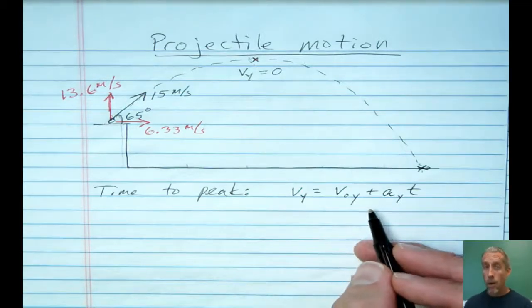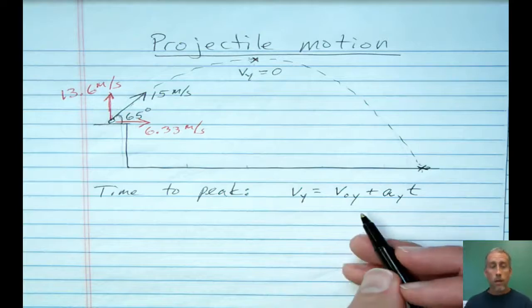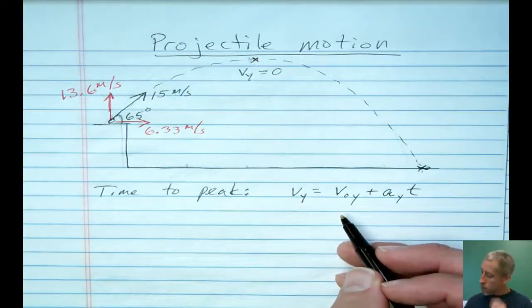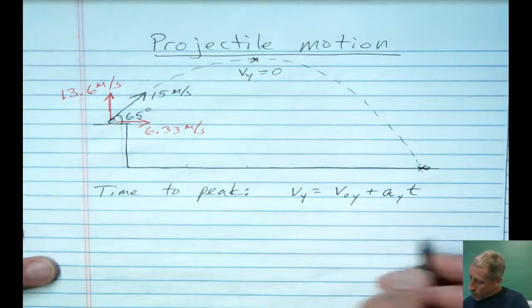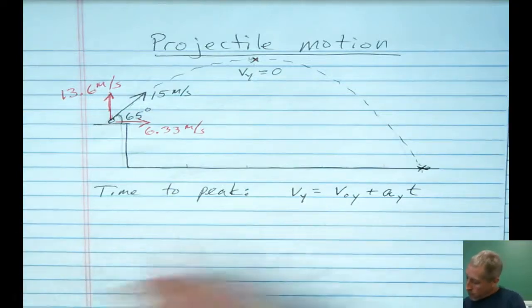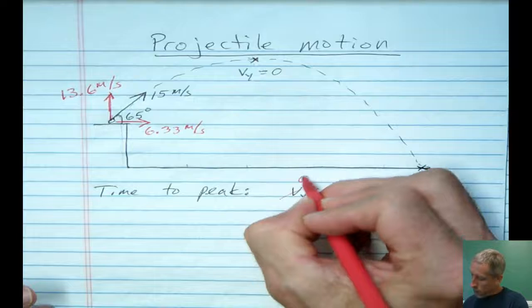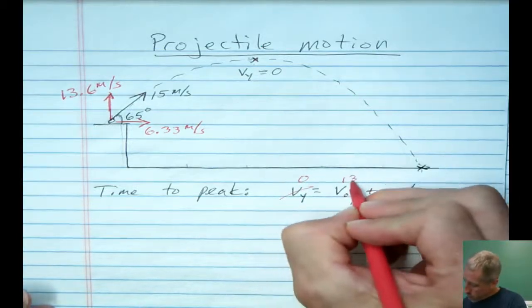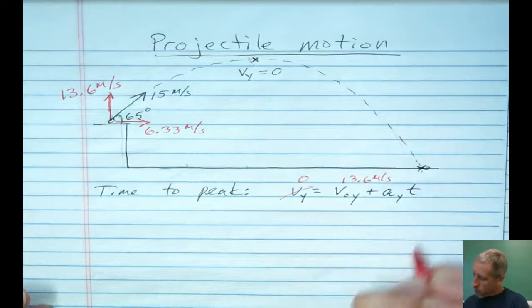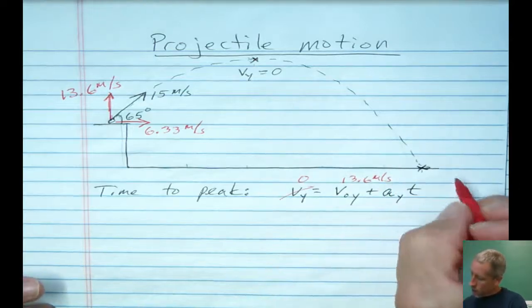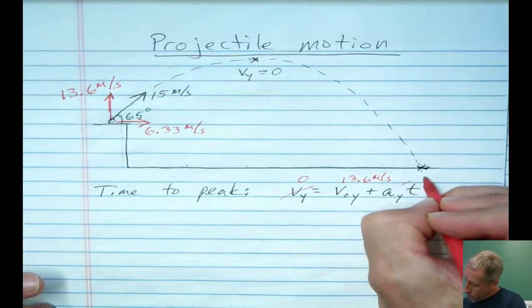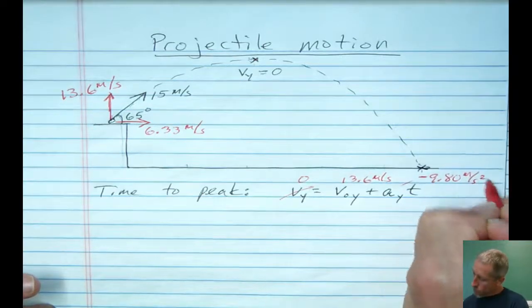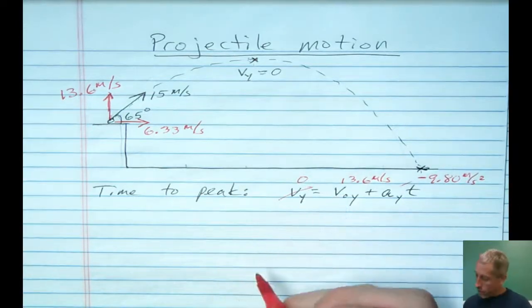I put y's in there because when we do projectile problems, we got to keep it straight. Are we dealing with y or are we dealing with x? And I don't want to ever mix those things up. So what I know here is my vertical velocity will go to 0. I've got 13.6 meters per second for my initial vertical velocity, and I've got an acceleration of negative or downward 9.80 meters per second squared. So the only thing missing here is t.